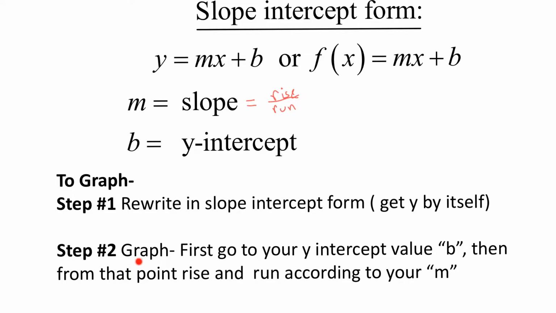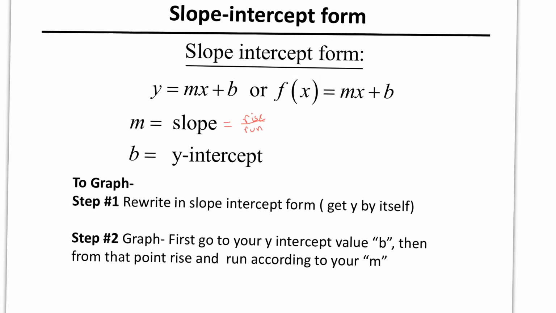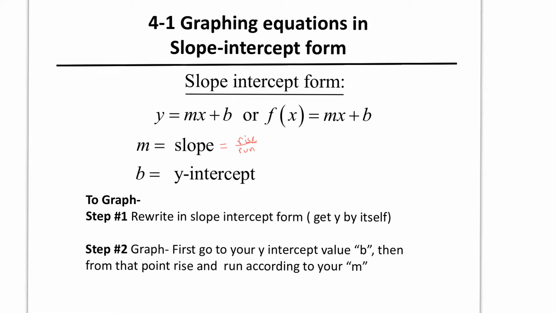Second step, you are going to graph. First, you go to your y-intercept, which is the b value. Then, from that point, you're going to rise and run according to your slope. The y-intercept might be negative, might be positive. You go to that point, make a point, and then using your slope, you find a second point. When you graph a line, you can use 2, 3, 4, 10 different points, but 2 is enough. You just make those 2 points, graph them, and connect the points.